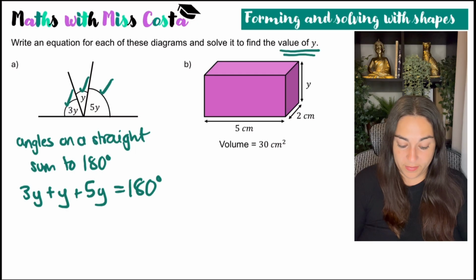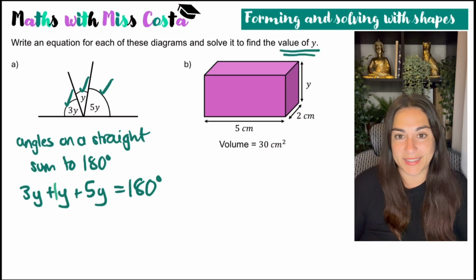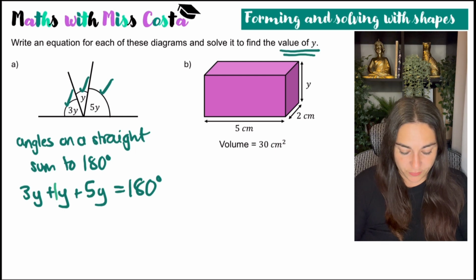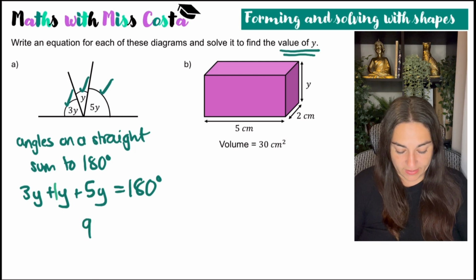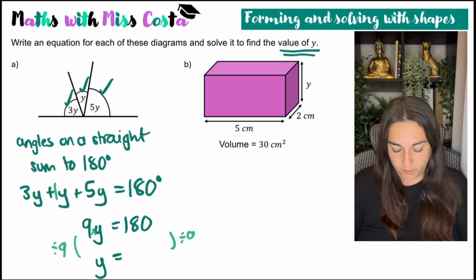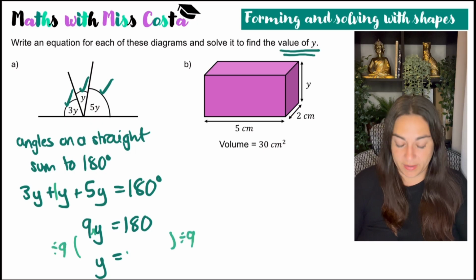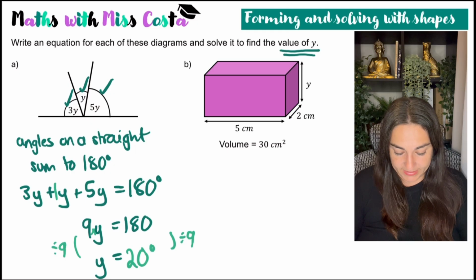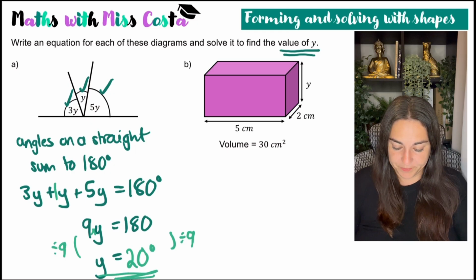So 3y plus, remember, if it's not got a number in front of it, there's an invisible one because it's one lot of y. So 3 plus 1 is 4, plus 5 is 9. So 9y is equal to 180. And to figure out what 1y is, remember there's an invisible multiplication sign, so I'm going to divide by 9 on both sides, and 180 divided by 9 is 20. So y is 20 degrees.